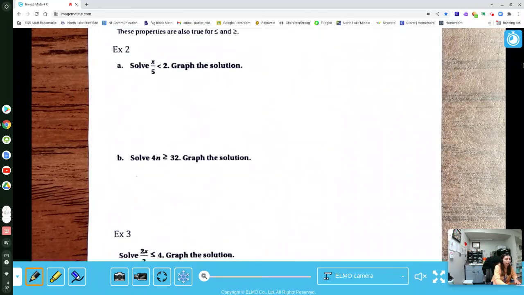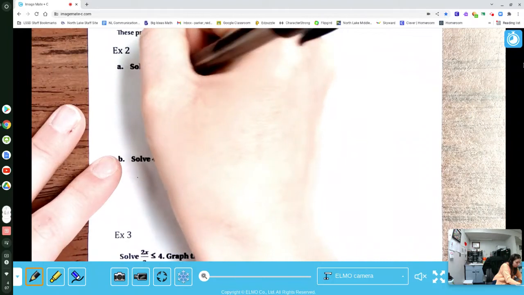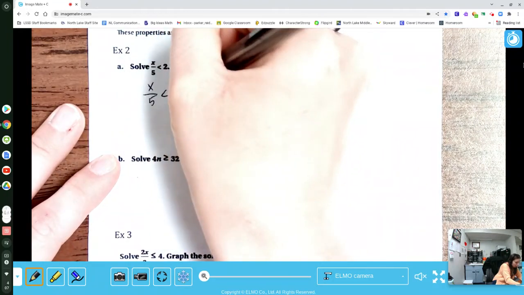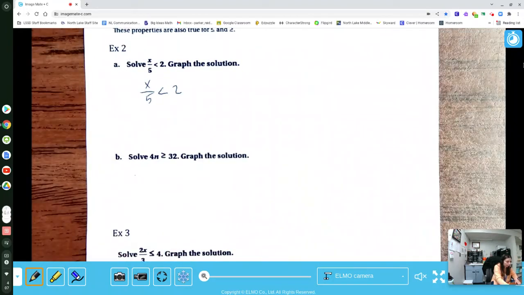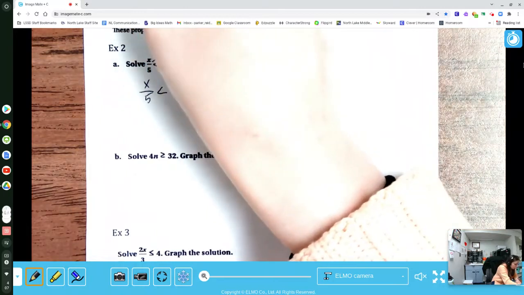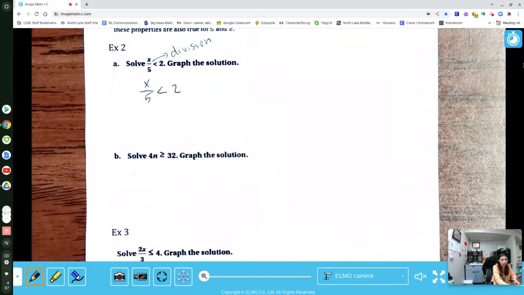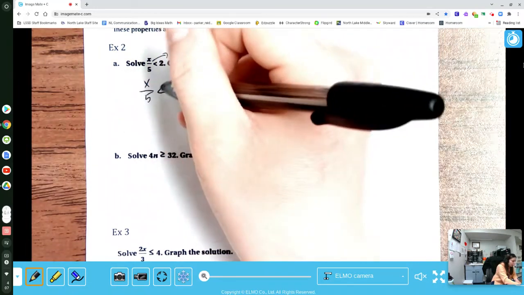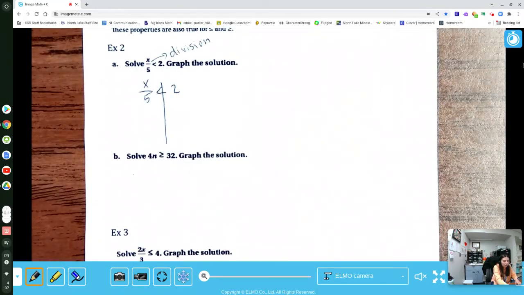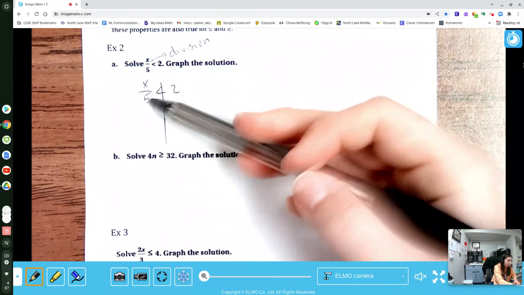First, x over 5 is less than 2. Remember, x over 5, that just means division. I'm actually going to draw an arrow and write division. A fraction bar represents division. So x divided by 5 is less than 2. Just like the last couple, I'm going to draw a line through my inequality symbol. I want to know what x is less than. I want x to be all by itself. I don't want this divided by 5 piece here.